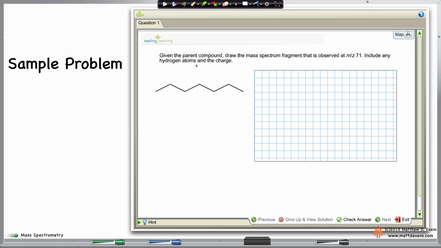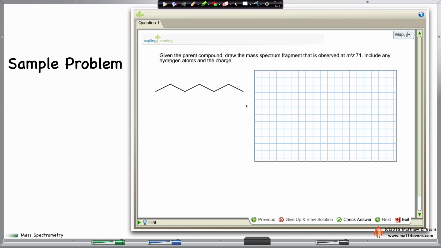So let me turn on my pencil here. Given the parent compound, draw the mass spectrum fragment that is observed at a mass to charge ratio of 71, including any hydrogen atoms and the charge. Okay, so the first thing I'm probably tempted to do, since this is the overall molecule, is calculate the formula mass of this.